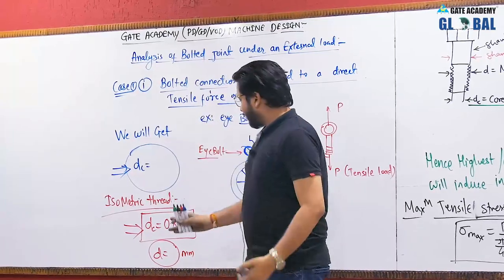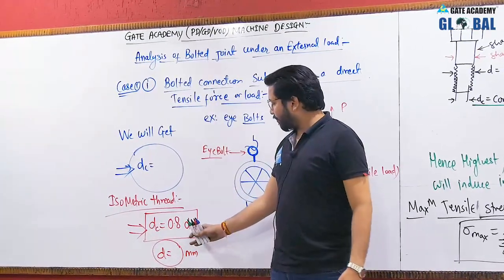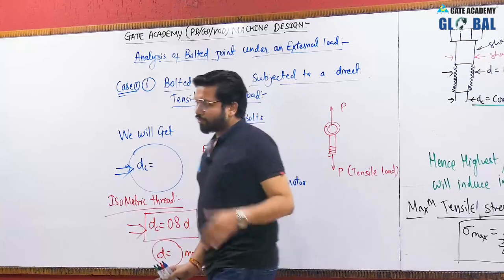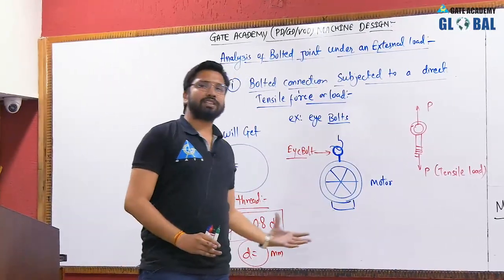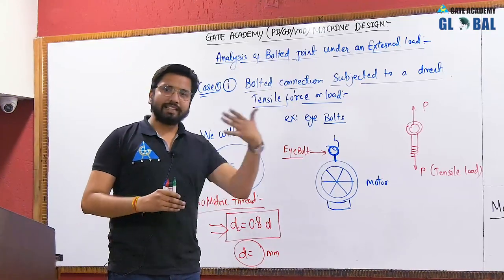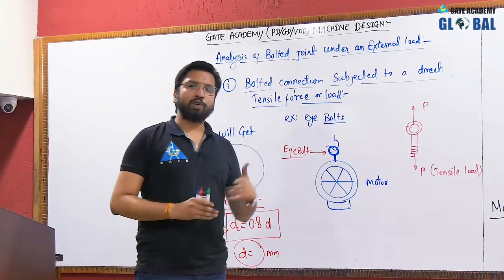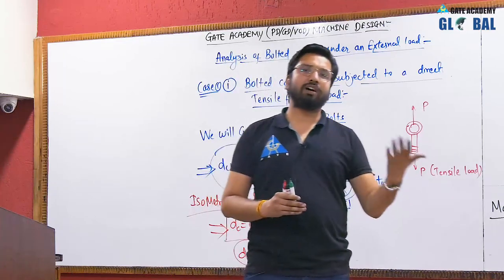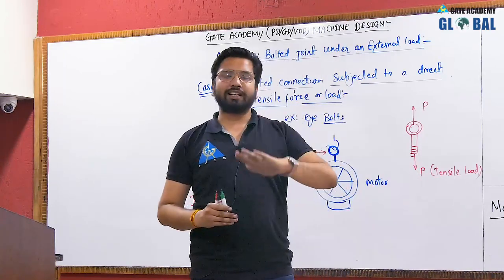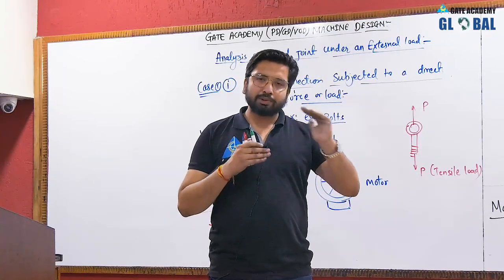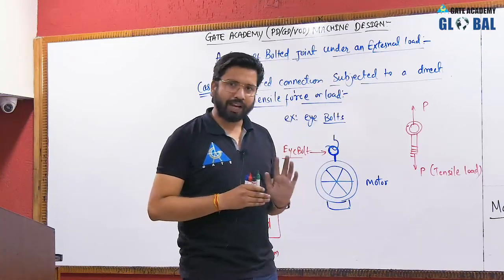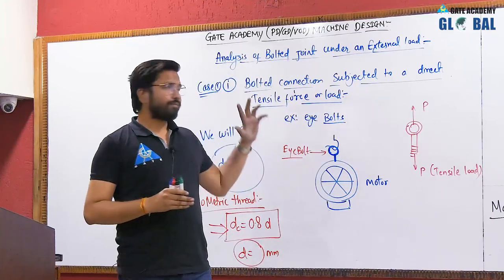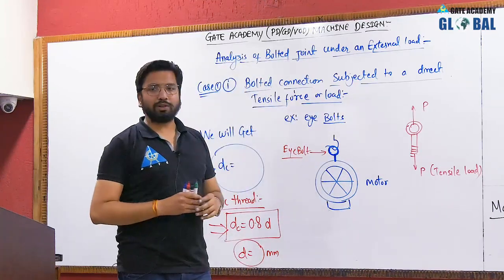And then the relationship between core diameter and major diameter will be used to find the nominal diameter, that is the major diameter, and based on this value you can suggest the series of the bolt. You may use a fine series bolt or a coarse series bolt. So according to your answer you can choose the suitable bolt for your connection. So this was about the bolted connection subjected to axial loading.